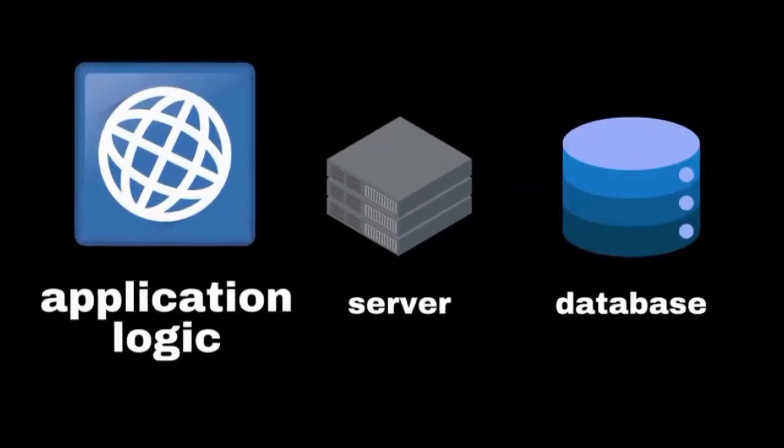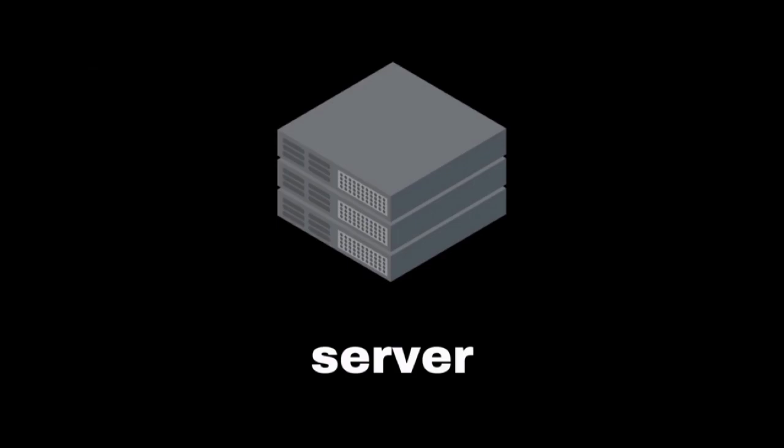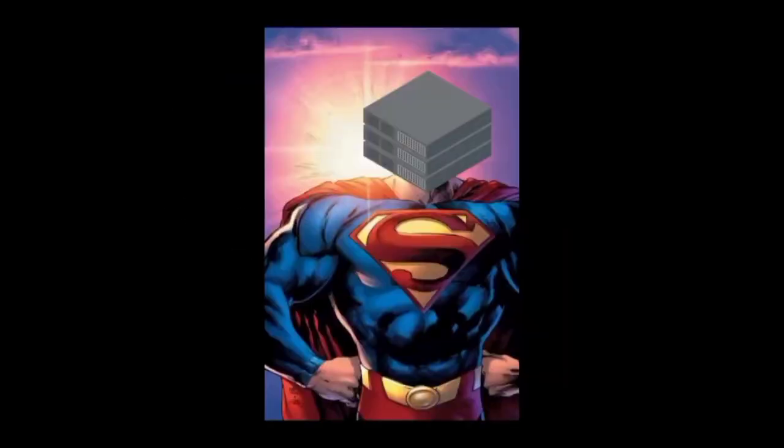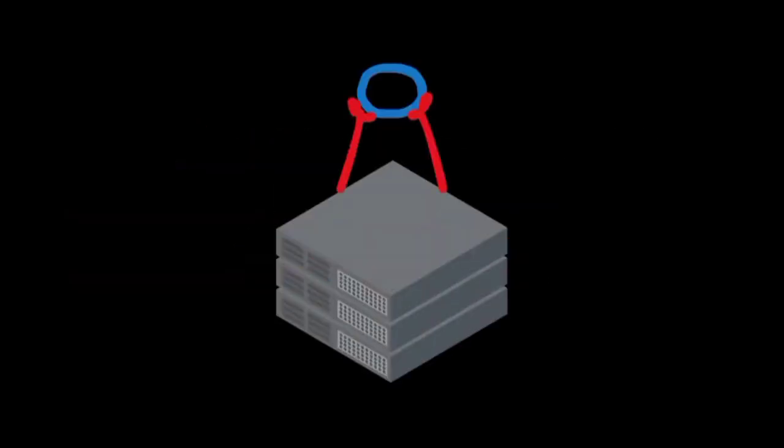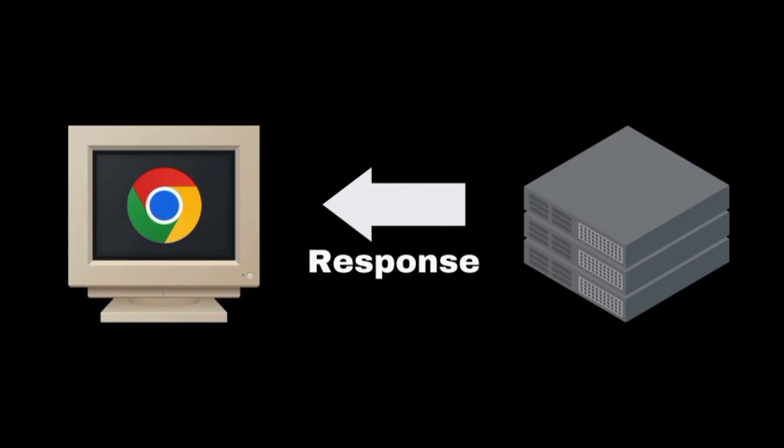The backend consists of three main things: the server, the application logic, and the database. First, we have the server. Think of the server as a supercomputer that stores, processes, and sends data to the front end. When you visit a website, your browser sends a request to the server. The server then processes that request, retrieves the necessary information, and sends it back to your browser to display. This all happens in a matter of milliseconds. Without a server, there would be no way to access or deliver the content you see on a website.